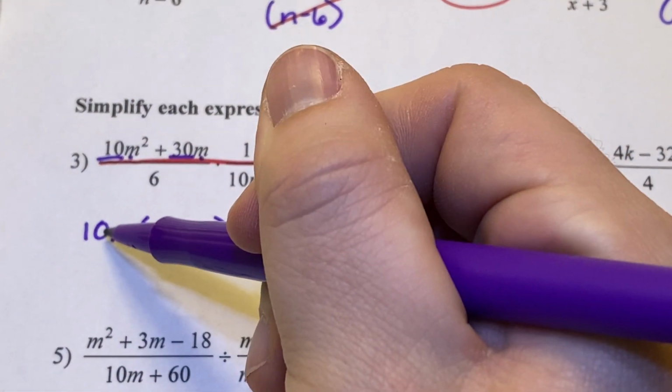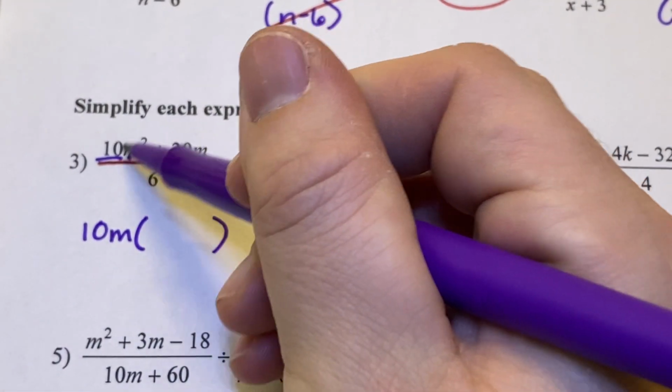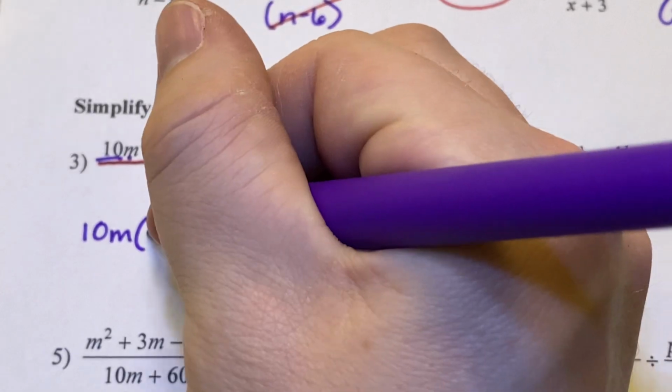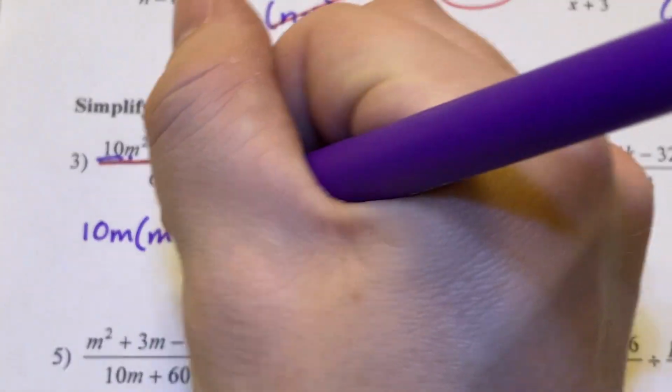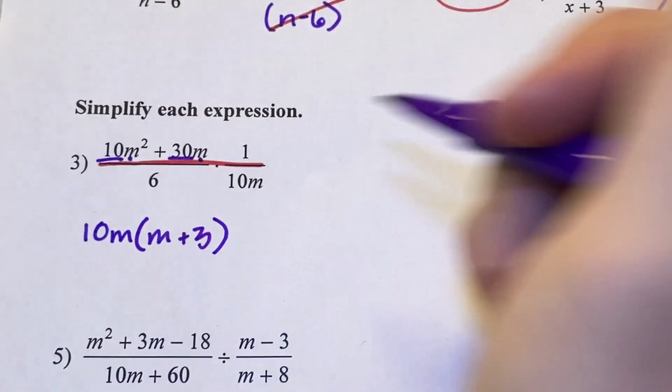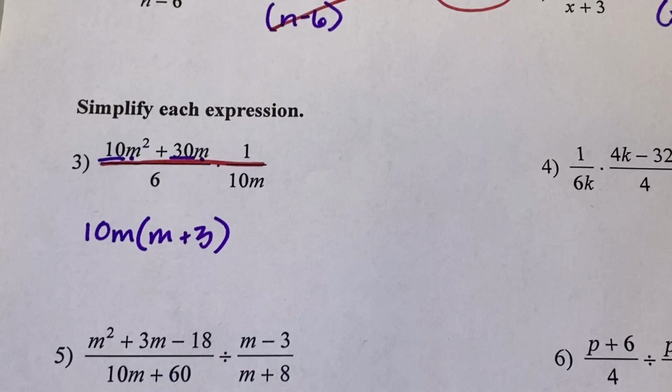10 divided by 10? 1. 2 M's, take away 1 M, just leaves me with 1 M. 30 divided by 10? That's gonna be 3. I had 1 M, but I took it out. So all we're left with is M plus 3 there.